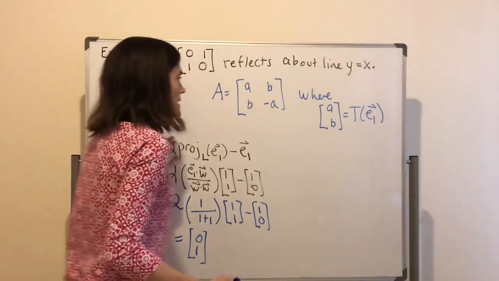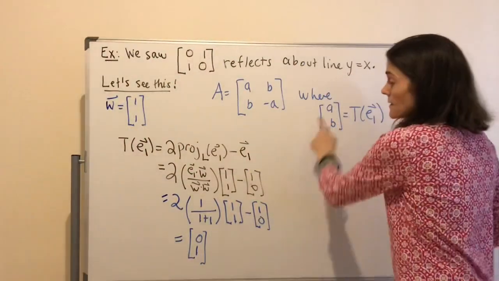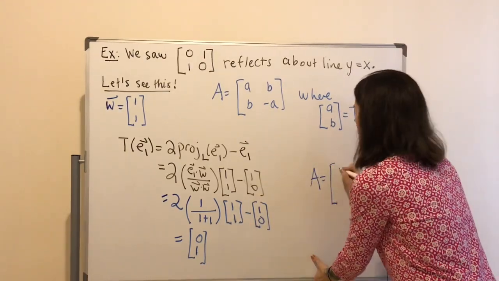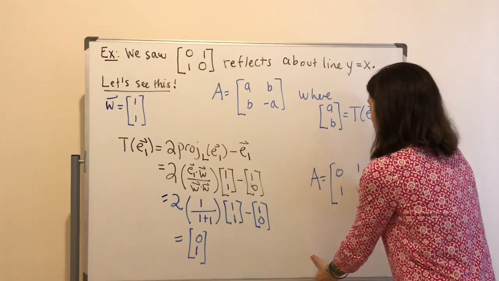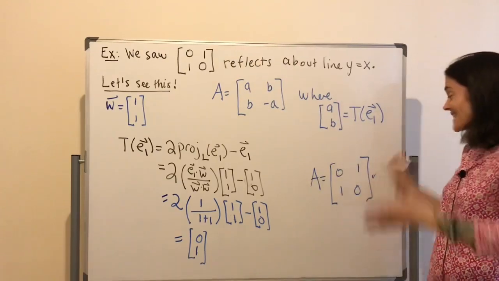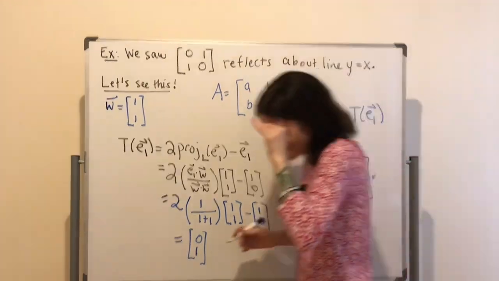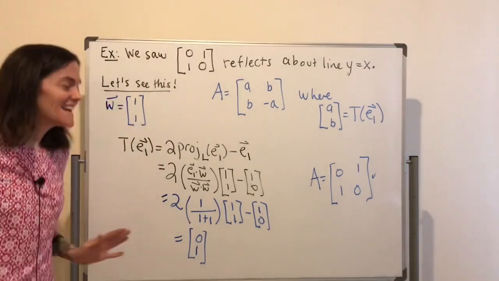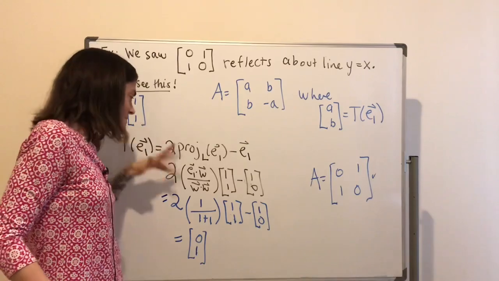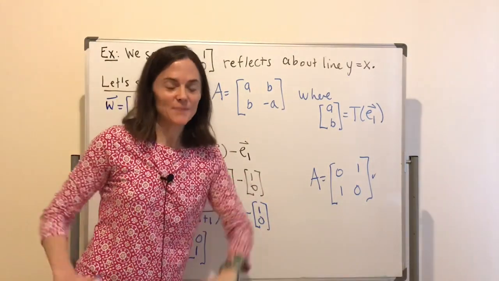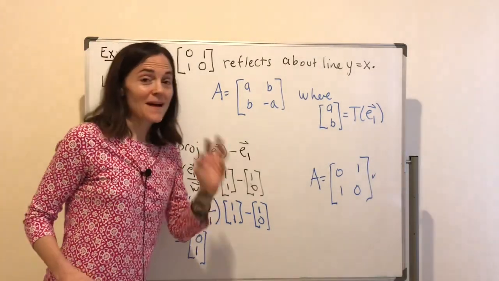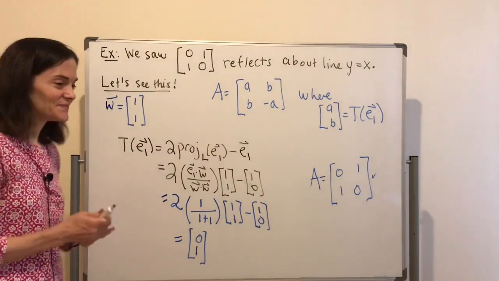So now we can write down the matrix. This says A is 0, B is 1. So my matrix A would be [0, 1; 1, 0]. And ta-da! Sometimes I get too excited. It matches. This is what we're trying to do, right? We saw this, and now we use our theory and we get the exact same thing. Very nice. This is the matrix that reflects about the line y equals x.